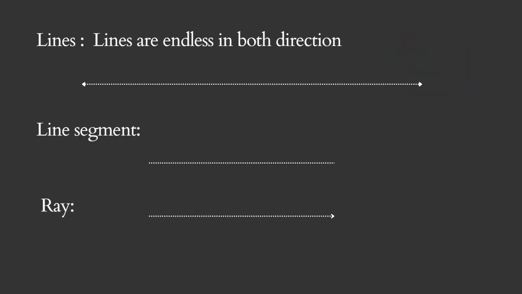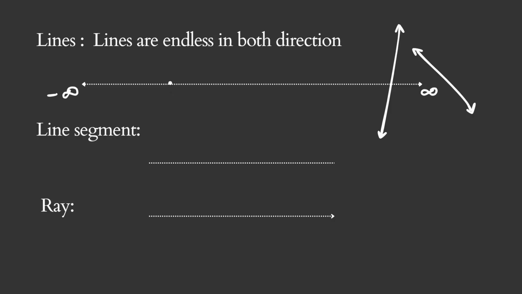Lines are endless in both directions. It will keep going in any direction, not only horizontal. It may go vertical or in any direction, and on both sides it will keep going, until we don't know, so we can call this infinity and the other side minus infinity.